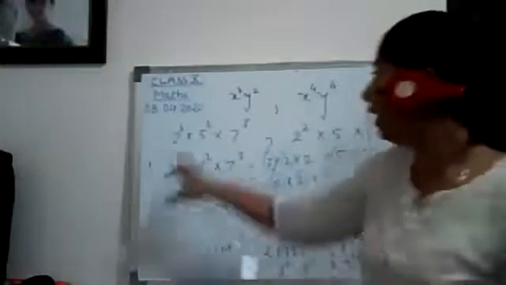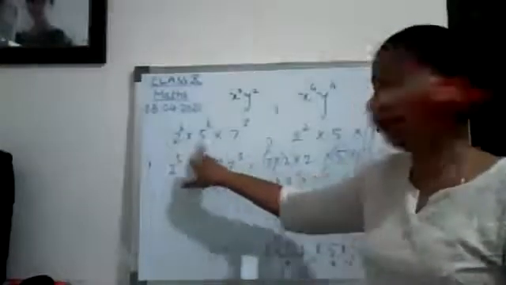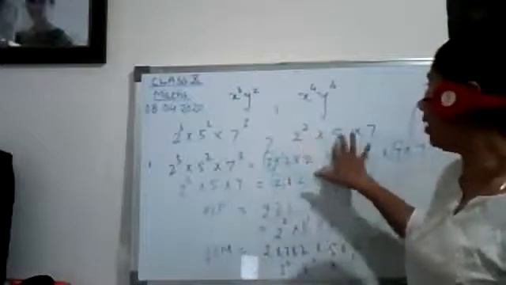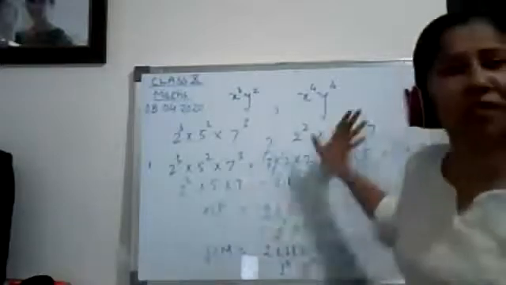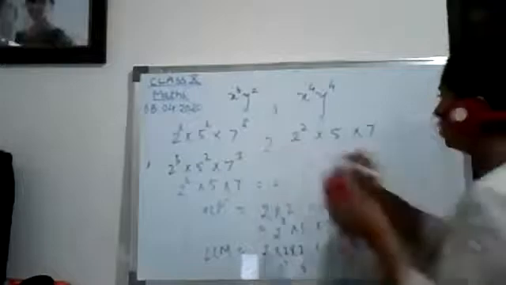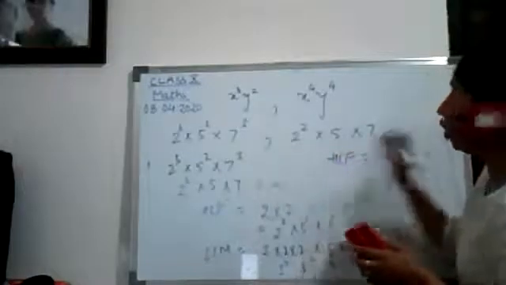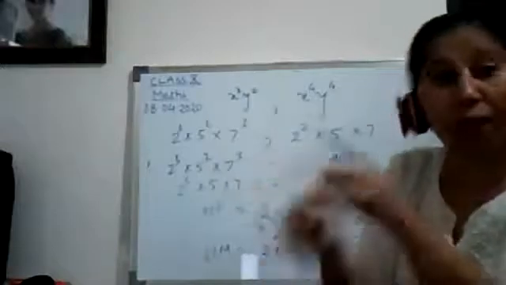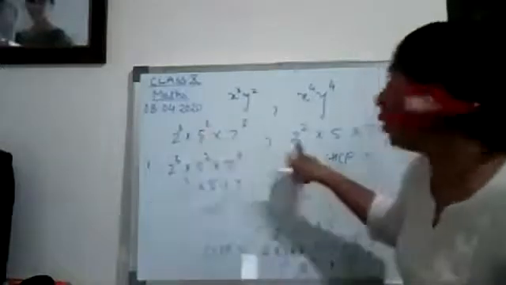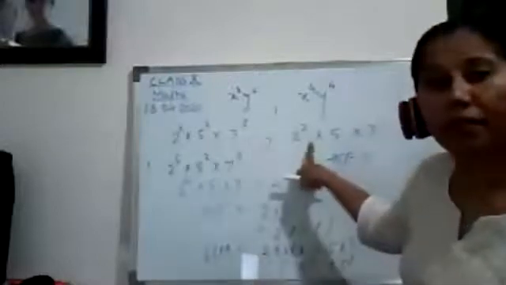Please pay attention. If I have two numbers, 2 cube 5 square 7 cube, and the other number is 2 square into 5 into 7, then what would be the HCF? Directly, without doing all this extra work. Direct shortcut. What is it? Look at this. So the HCF will be the lower power from both the terms. The lower power from both the terms. So here it is 2 cube and here 2 square. So what is the lower power here?